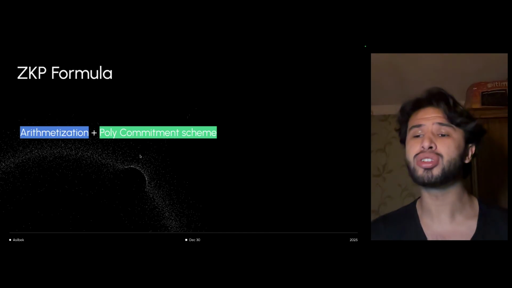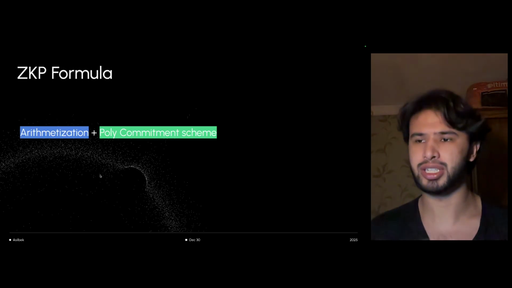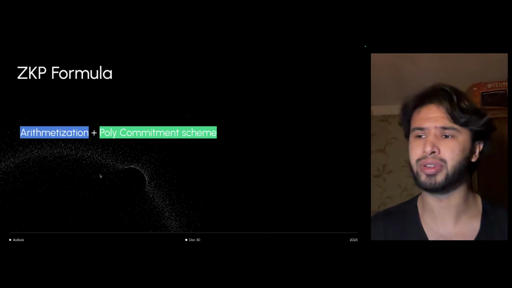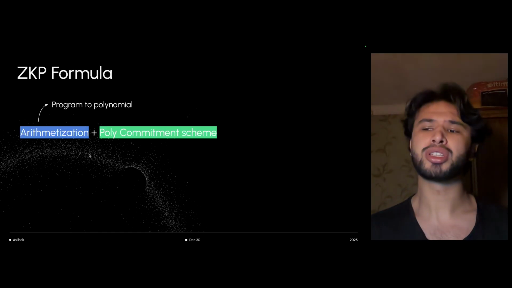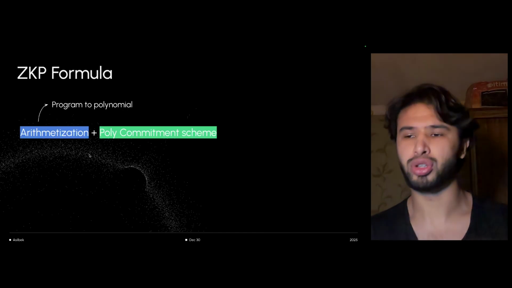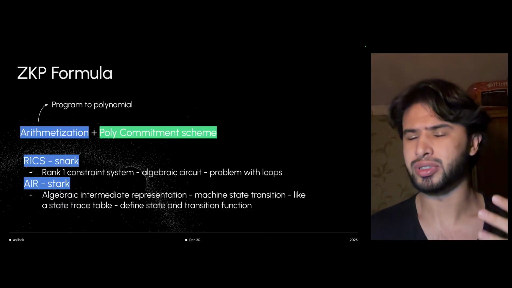So, ZKP formula, let's talk about it. The main parts of ZKP are arithmetization and polynomial commitment schemes. Arithmetization is taking a program and trying to make it a polynomial. So we have different kinds of schemes.